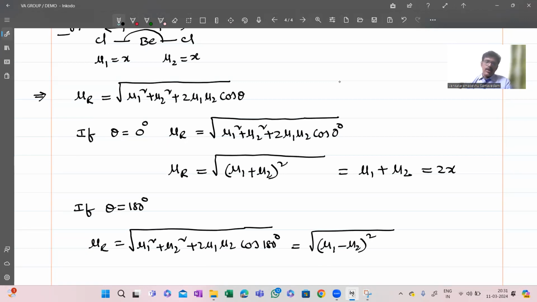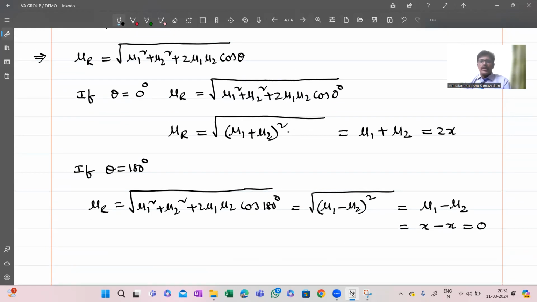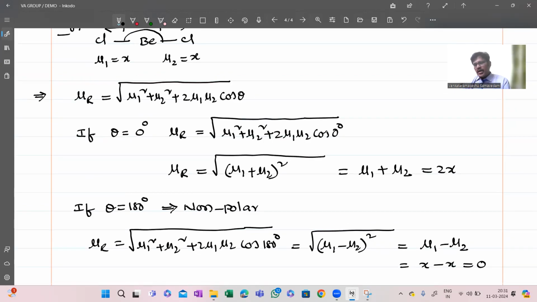Then according to that formula, mu1 square plus mu2 square minus 2 mu1 mu2, it is said to be mu1 minus mu2 whole square. It is like a minus b whole square. In the above case, a plus b whole square. Then what will you get? The resultant dipole moment, mu1 minus mu2, that is x minus x, which is equal to 0. So if theta is 180 degrees and similar types of bonds are there, the molecule is non-polar. If theta is 0 degrees, the bond moments add together, then the molecule is said to be polar.